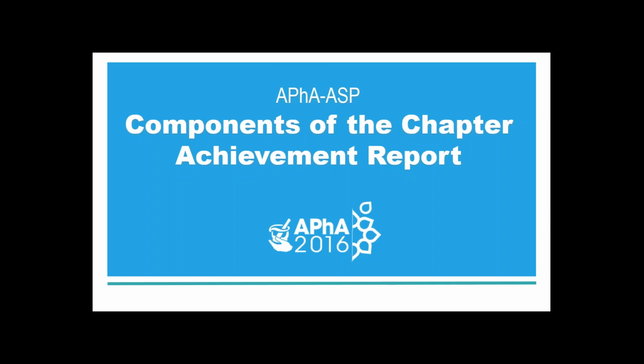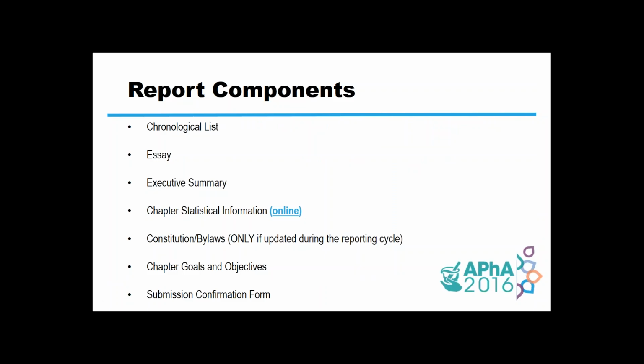Okay, so now we're going to go into the components of the chapter achievement report. We have the chronological list, the essay, the executive summary, the chapter statistical information online, and this is a form site that you will fill out online and we'll get the information from there.